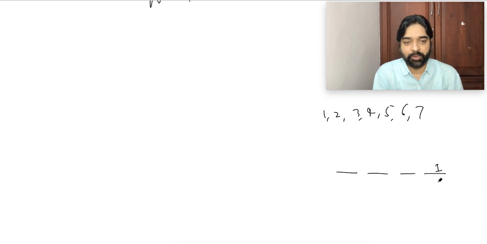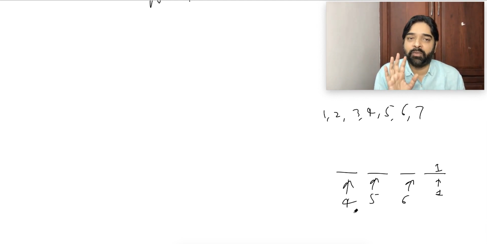Fix 1 here. So this place can be filled in 1 way. This place can be filled in 6 ways. This place can be filled in 5 ways. This place can be filled in 4 ways. Total 120. Yes or no?